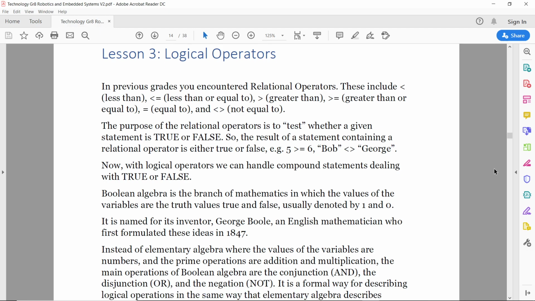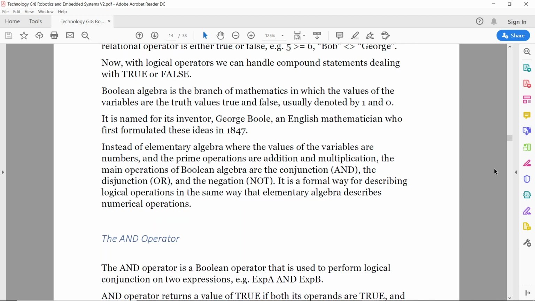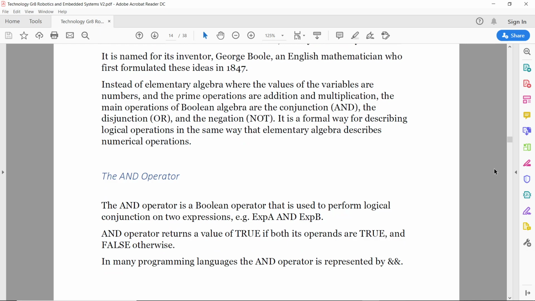Okay, so you can see that in elementary algebra, you are used to dealing with numbers, 5 plus 3, or 4 is greater than 3, or something like that. But now when we deal with Boolean, we are now working with 3 things. There are more than these 3, but we are dealing only with 3. So we have the AND operator, we have the OR, and we have the NOT. So we've got AND, OR, and NOT.